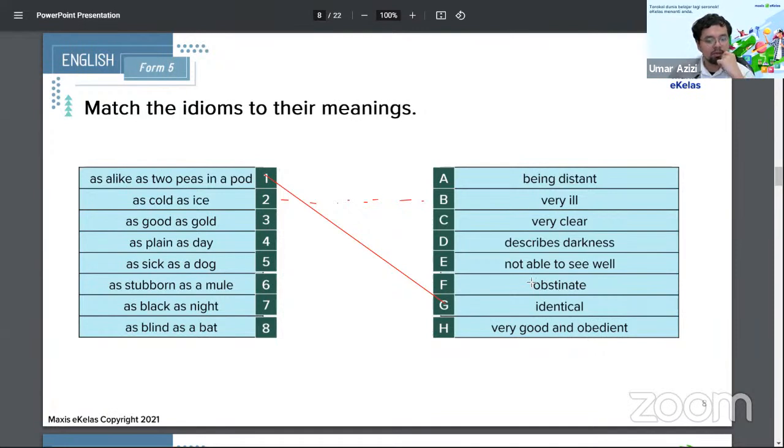For number 2, no? How about number 3, as good as gold? What is the meaning for the sentence as good as gold? For the idiom as good as gold. Number 3, as good as gold. Aina and Izatira say 3H or 3C. So 3H, as good as gold, is very good and obedient. Or 3C, very clear. All right.